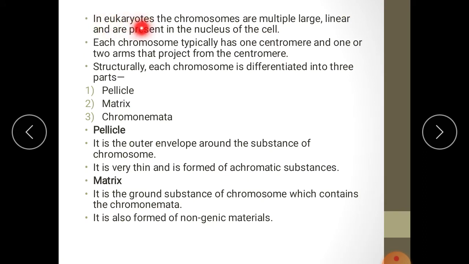So in eukaryotes, the chromosomes are multiple, large, linear, and present in the nucleus of the cell. Each chromosome typically has one centromere and one or two arms that project from the centromere. Structurally, each chromosome is differentiated into three parts: pellicle, matrix, and chromonemata. Pellicle, the outermost layer. The chromosome is externally covered by a thin layer called pellicle. It is the outer envelope around the substance of the chromosome.